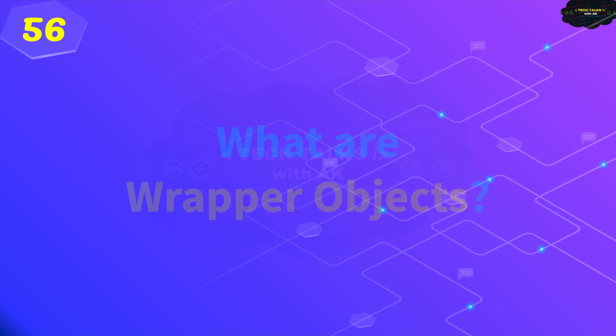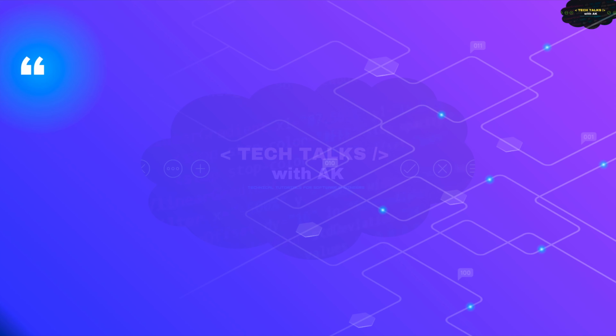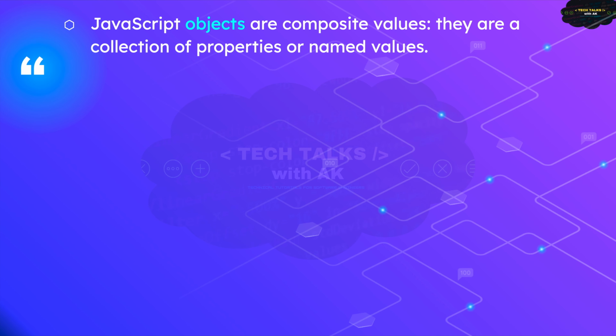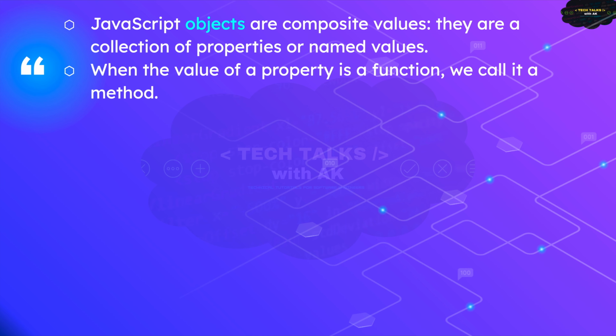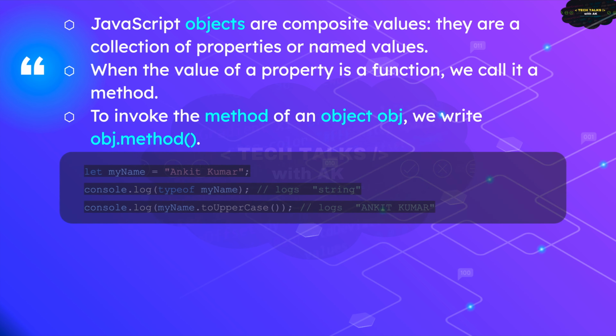Our next question is, what are wrapper objects in JavaScript? And the answer is, objects in JavaScript are actually composite values, meaning they are a collection of some properties or named values. If an object contains a function as a property, then we call that function a method. If we want to invoke that method of object obj, then we write obj.method(). Let's look at the example.